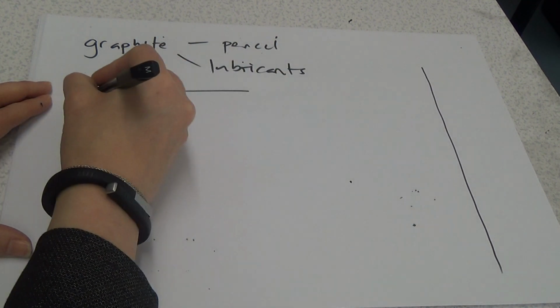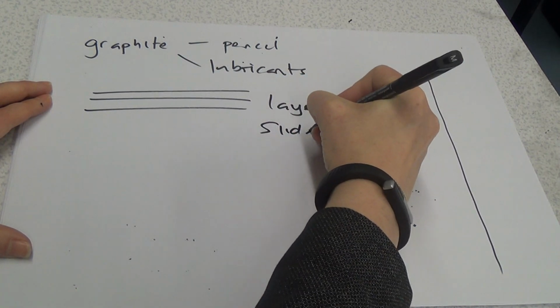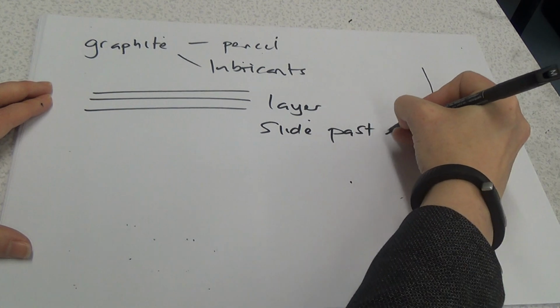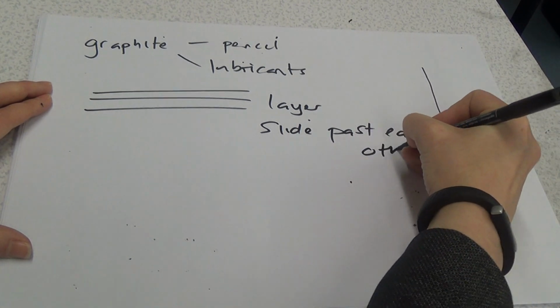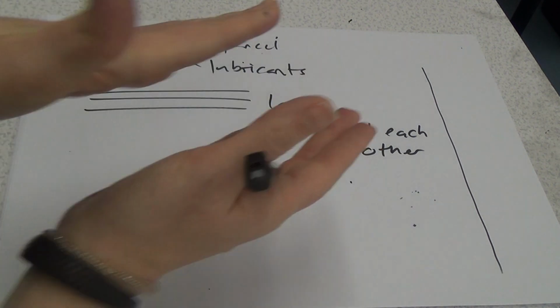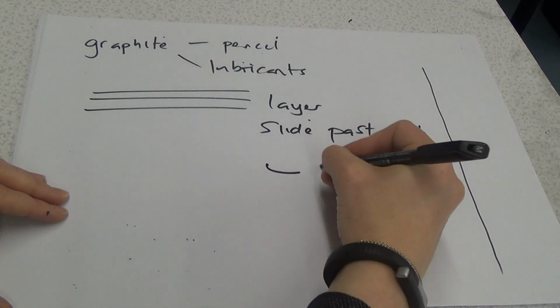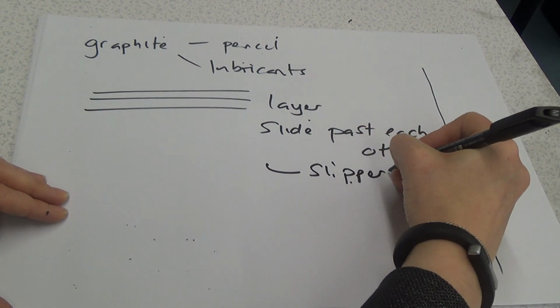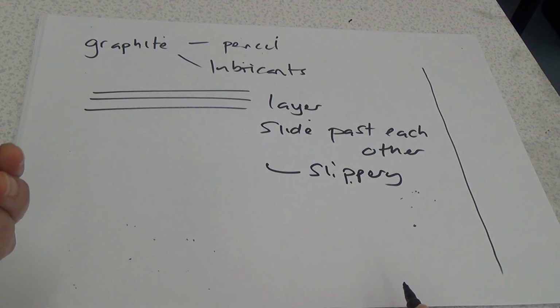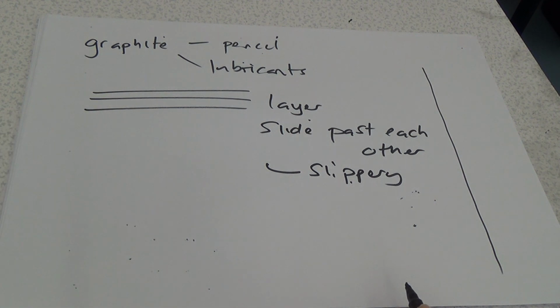The fact is, in graphite, these layers have the ability to slide past each other. We'll look at why that is the case shortly. And because the layers slide past each other, it basically means that they can be almost slippery in texture. If you've ever got pencil lead, which is graphite, on your fingers, you will notice it feels very, very slippery when you rub your fingers together. So that's quite an important property.